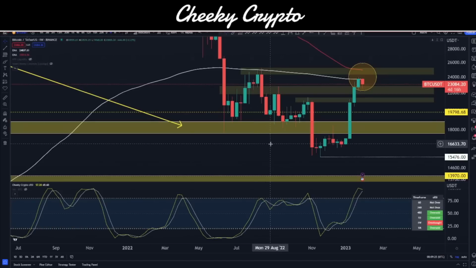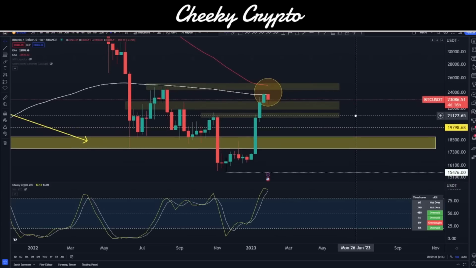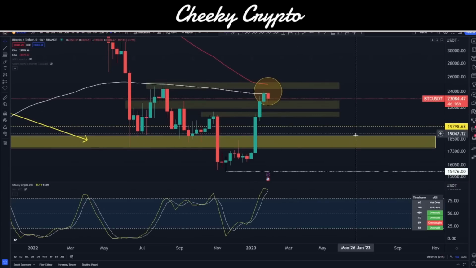So let's move on and talk about our weekly. Here we can see that we got rejected from the 200 EMA. This is on the USDT pair. The 200 EMA is different if it's a USD pair. So here you can see we got rejected right there. And, you know, we are overbought on this weekly chart. So on the weekly time frame, we're looking for progression to the downside. Okay, so we are looking for corrective action on our weekly chart.